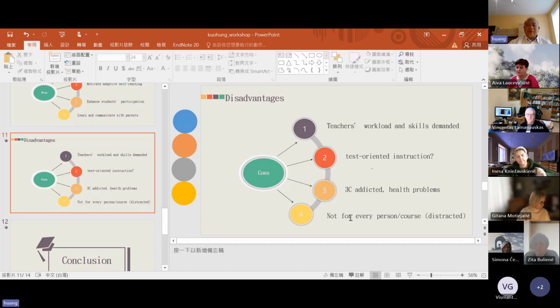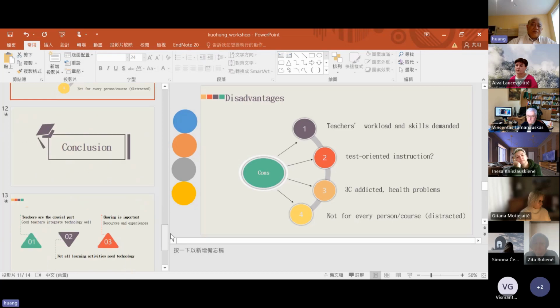And the next one is that it is not for every person or every course. Some students prefer to learn face-to-face, by discussion; they do not prefer to learn with machines or computers. Also, some courses do not necessarily need the tablet, for example physical education, but some teachers still try to design unique ways to integrate the tablet with their teaching. But sometimes we wonder if this is necessary.